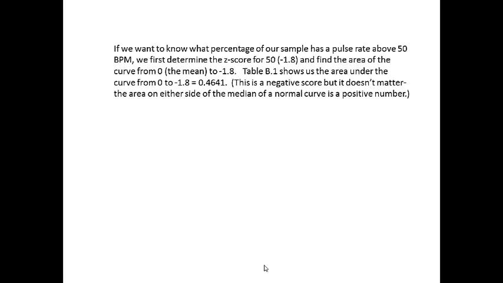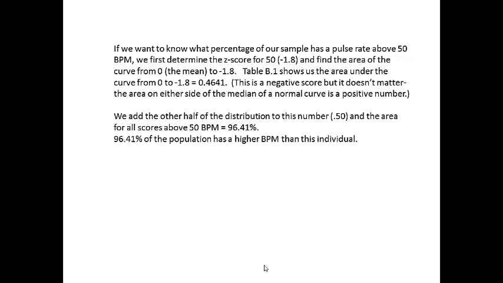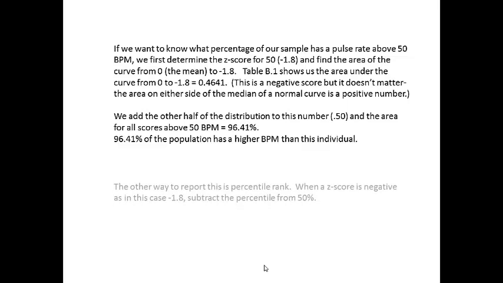If we want to know what percentage of our sample has a pulse rate above 50, we first determine the Z-score. We find the area under the curve, and we use table B1 to show us that area. We add the other half of the distribution to the number, because you really can't have a negative pulse rate, and the area for all scores above 50 beats per minute is 96.41%. So 96.41% of the population has a higher BPM than this individual.